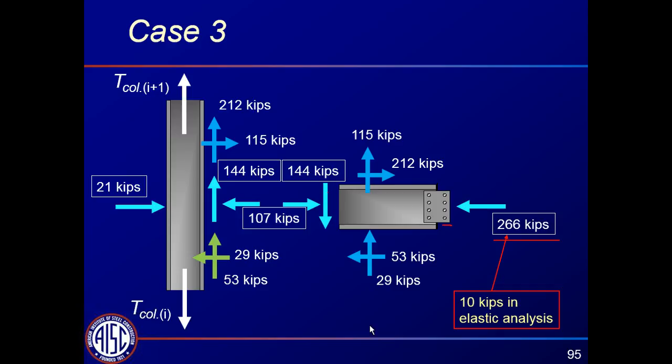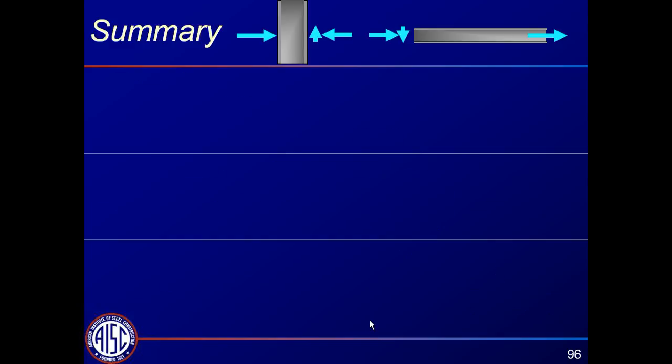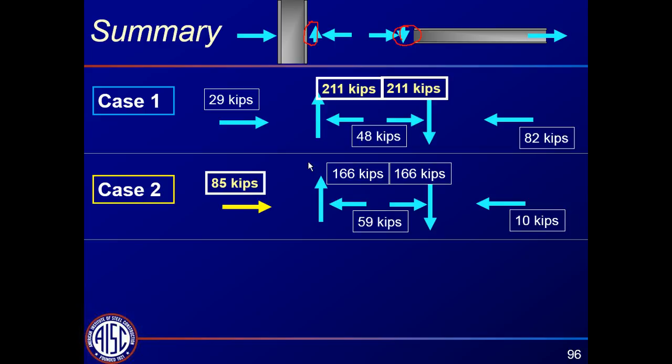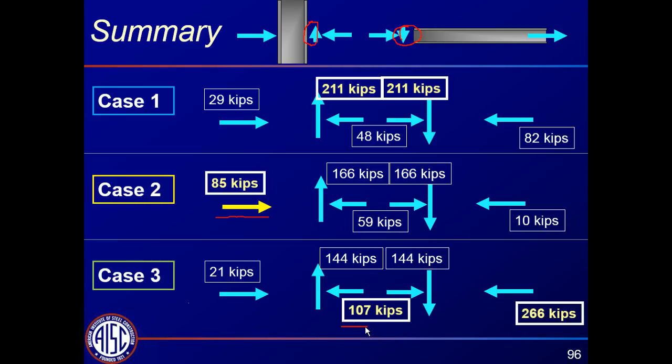So let's summarize then for the design of the different joints. Here's the beam stub to column joint. Here's the beam stub to beam joint. Case 1 gives us the maximum vertical force there. Case 2 gives us only the maximum collector force outside of the connection assembly. And case 3 gives us the maximum horizontal force, both within these joints and also going into the beam.